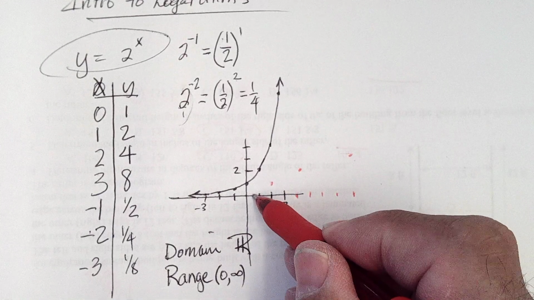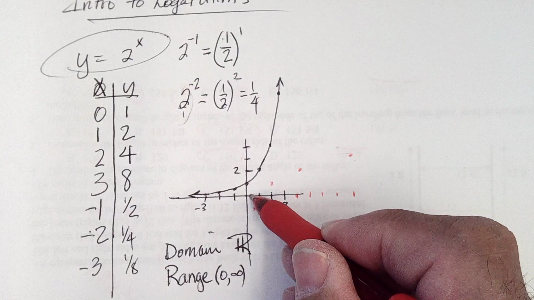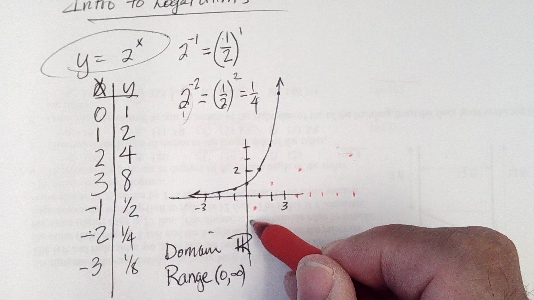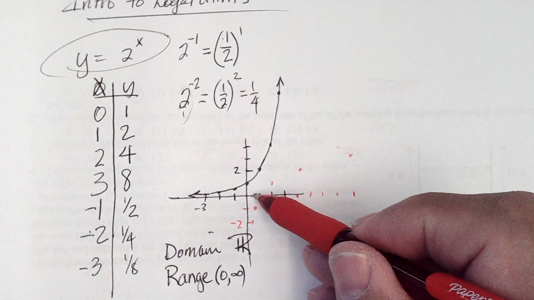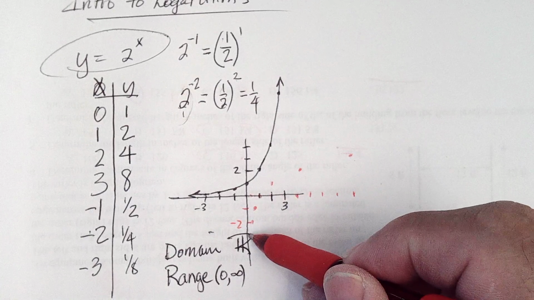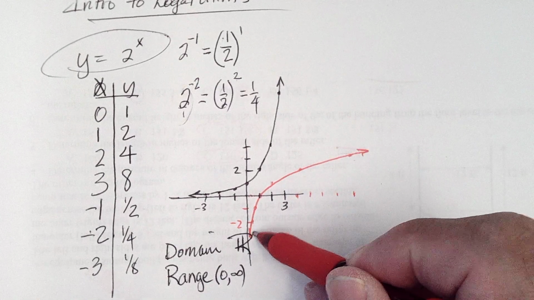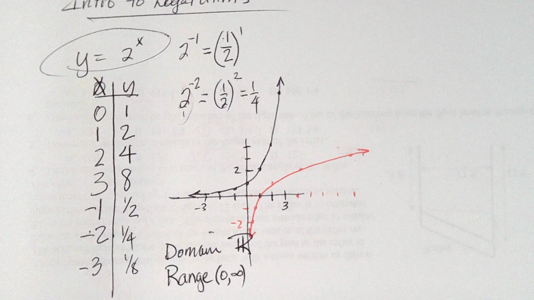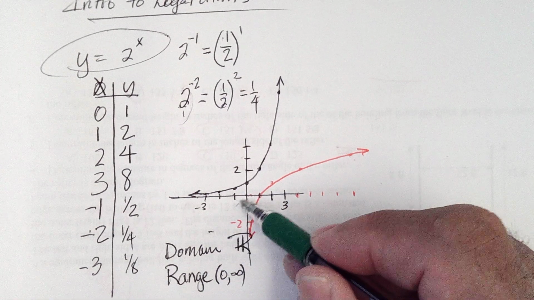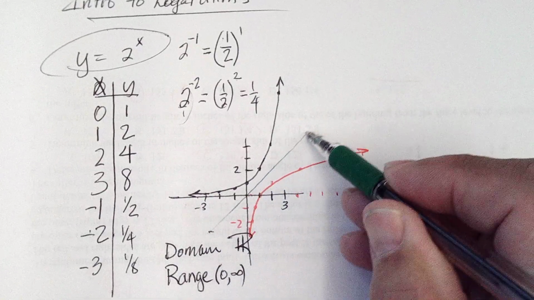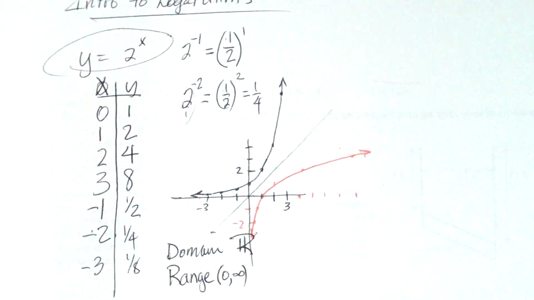And 1/2 for the x, minus 1. 1/4, minus 2. And 1/8, minus 3. And as we learned before, the inverse is a reflection over the line y equals x. It's a reflection over this line. This is a mirror image over that line.